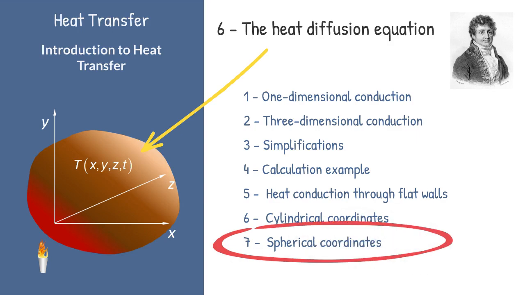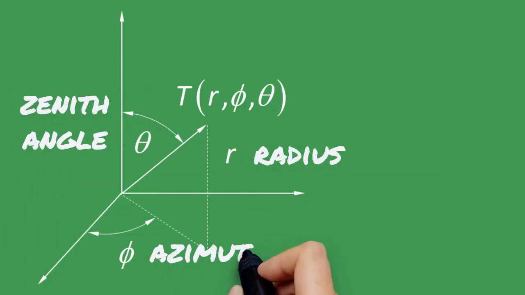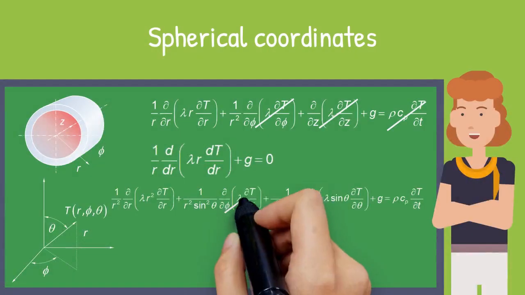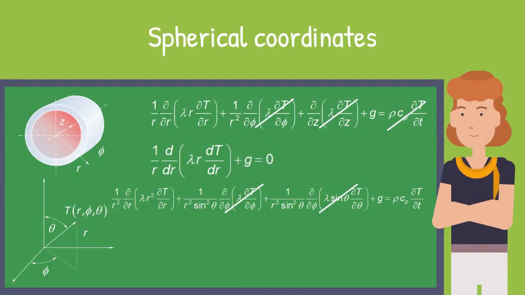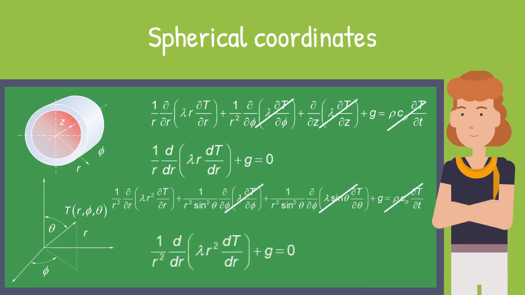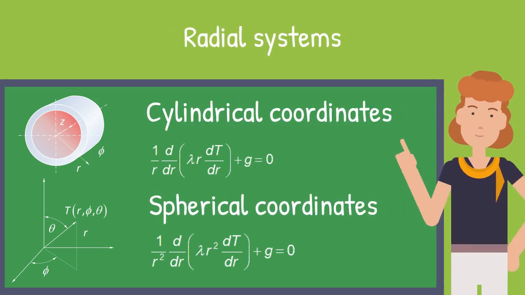The heat diffusion equation may also be expressed in spherical coordinates: the radius, the zenith angle, and the azimuth angle. For one-dimensional conduction in the radius direction in a steady state, the diffusion equation is also a second-order ordinary differential equation. For radial systems, that is, with one-dimensional conduction in the radius direction and in a steady state, you can use these second-order ordinary differential equations.